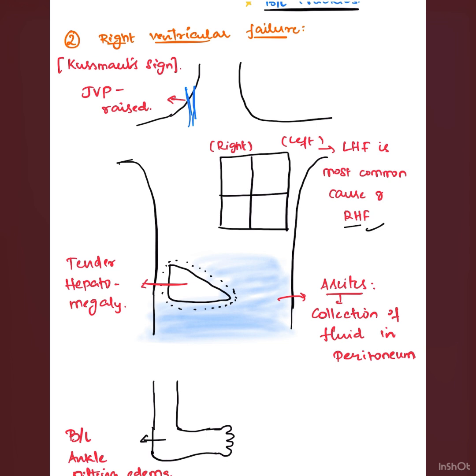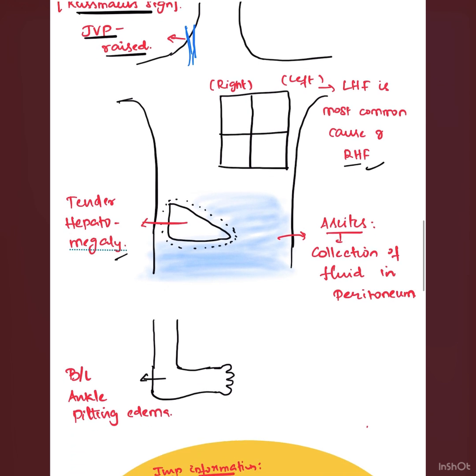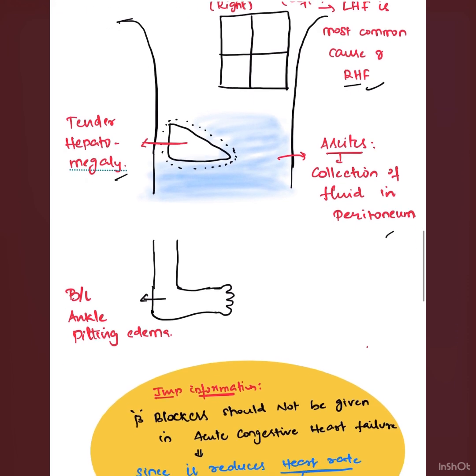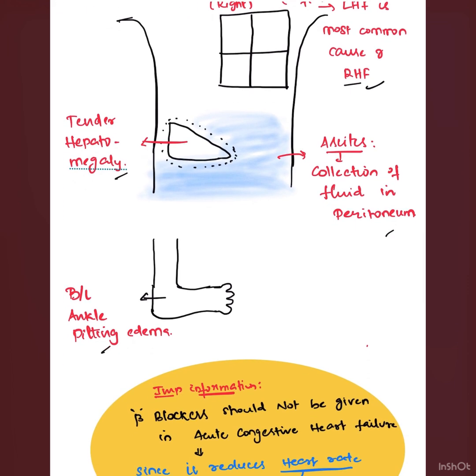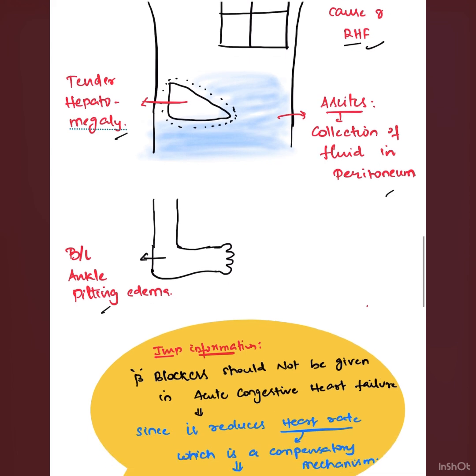Next, the symptoms. JVP is raised, and there is the Kussmaul sign. What is the Kussmaul sign? If you ask the patient to inspire, on inspiration the JVP is elevated, and that is known as Kussmaul sign. Next is tender hepatomegaly. When we do abdominal examination and press with our fingers, tender hepatomegaly is found. Then ascites, which is a collection of fluid in the peritoneum. Then bilateral ankle pitting edema: in both legs we can see pitting pedal edema.